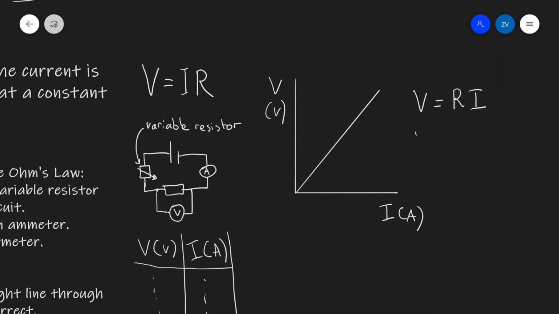Underneath, I'm going to write y is equal to mx plus c, and I'm going to add a little plus 0. We can see that this graph will be centered at the origin. Our intercept c is equal to 0. V is on the y-axis, I is on the x-axis, which means that in a V against I graph, the gradient, let's call the gradient m, is equal to the resistance.